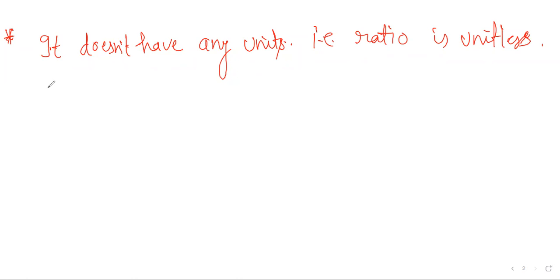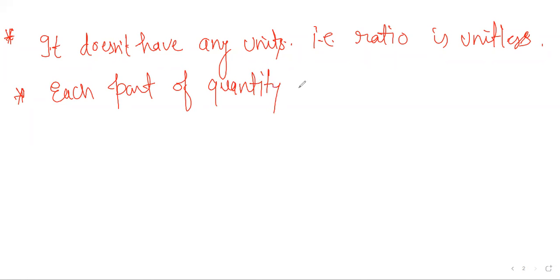Now write the examples. No, not examples. One more concept is there. Now, next thing, each part of quantity can be expressed as follows.